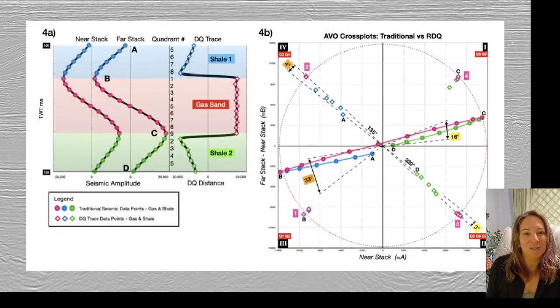We can see here how a conventional wiggle trace gets transformed into the DQ trace, where the gas sand response, highlighted in red or pink, changes from a sinusoidal wave to a clear blocked section with sharp boundaries and consistent high amplitudes. When we look at the same data in AVO crossplot space, the DQ process pushes the gas sand data points, the pink diamonds, outward onto the circle at four specific positions. This creates tighter clusters than the original scattered, more torpedo shape of conventional seismic data shown by the pink circles. This clustering makes gas sands much easier to identify and map.